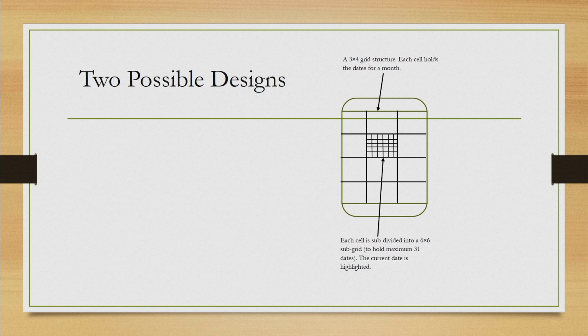In the first option, we may try to have a structure like this, where we have the grid elements and the subgrid elements shown on the same screen, but of course, the subgrid elements will be very small. So, the upper level grid will have 12 cells representing 12 months, and inside each grid there will be cells to hold maximum 31 dates and minimum 28 dates, and the month and the current date we can highlight in this display.